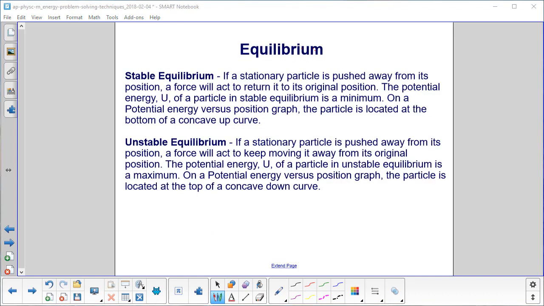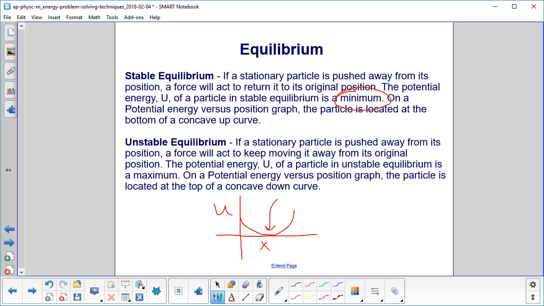A particle could be in equilibrium in two different types. One is stable equilibrium. That's when you have a stationary particle, and if you just push it away a little bit from its position, a force will act to return it to its original position. The potential energy U of a particle in stable equilibrium is a minimum. On a potential energy versus position graph, the particle will be located at the bottom of a concave up curve. So what you'd have is something like this, where this is position, and over here would be your potential energy.